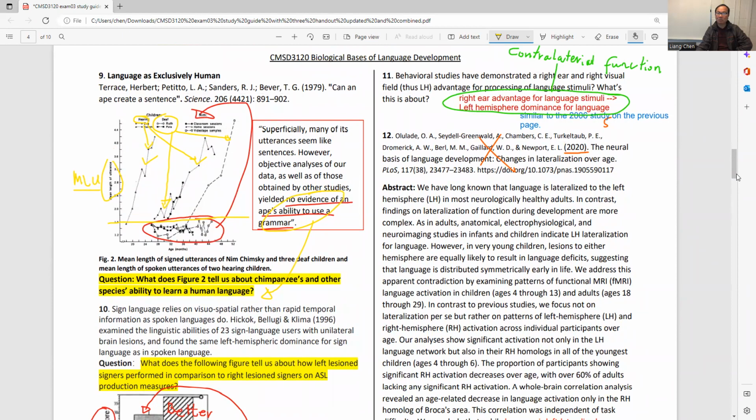Number 11: right ear advantage for language, left ear advantage for non-linguistic stimuli.